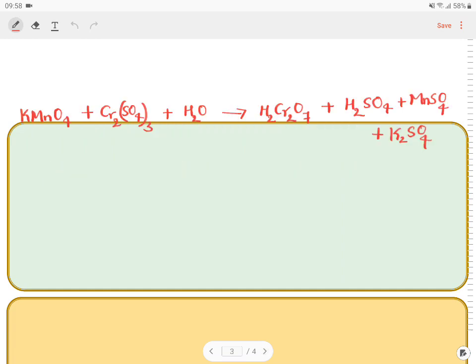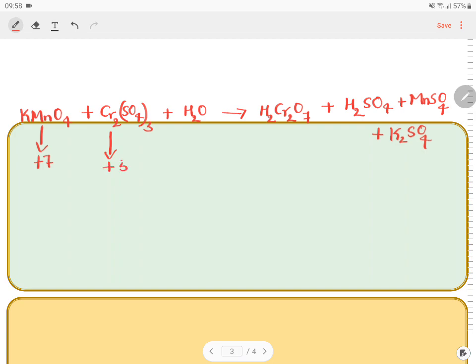I'll just do this balancing by using the oxidation number method. That's very simple. So this is the given equation. Just find the oxidation number of the central atom. In KMnO4, Mn is the central atom, its oxidation number will be +7. Using the crisscross method, find the oxidation number of chromium. Even though there are two chromium atoms, we find the oxidation number only for one particular atom. Therefore, it must be +3.